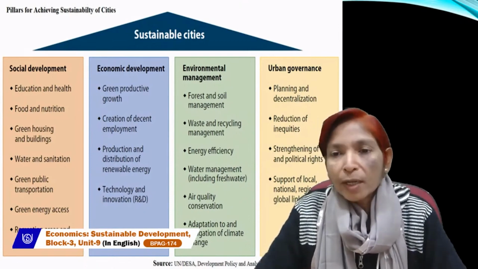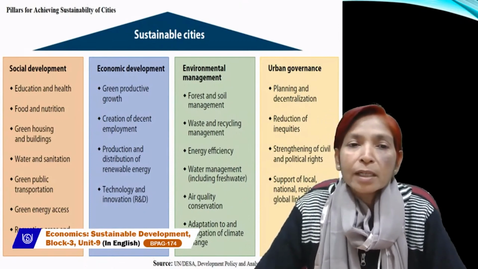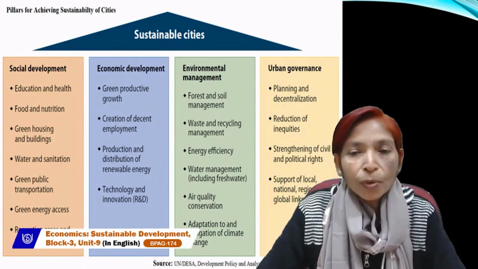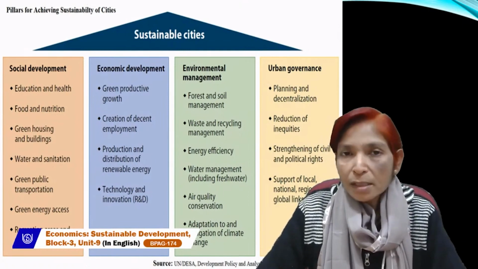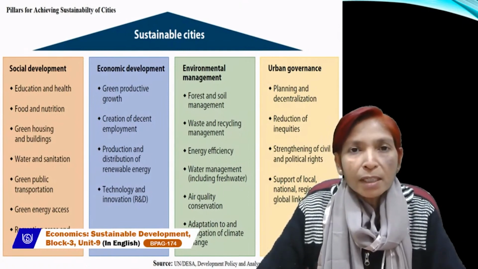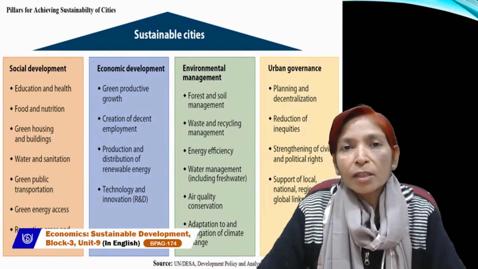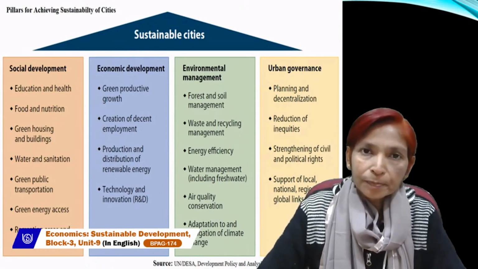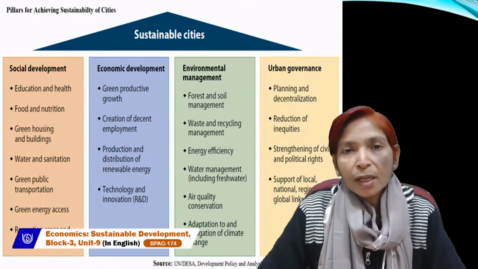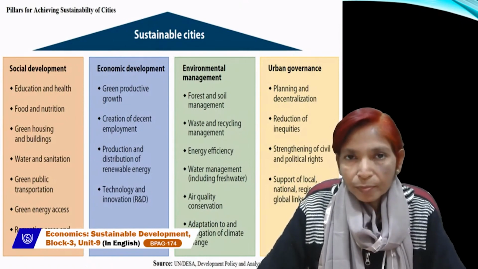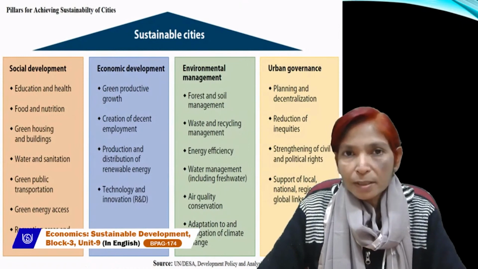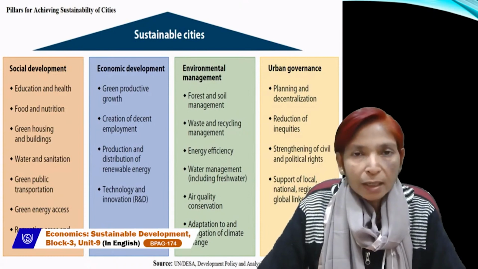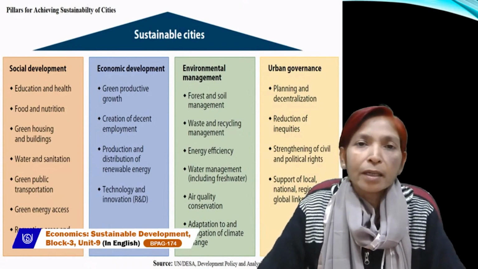Next is urban governance. Urban governance is also very necessary for the achievement of the sustainable cities goal. And how can urban areas be governed? We know that each and every country is divided into two areas: one is urban area and the other is rural area. In some countries, most people live in urban areas, mostly in developed nations. In developed countries, most people live in urban areas and a smaller proportion of the population lives in rural areas.